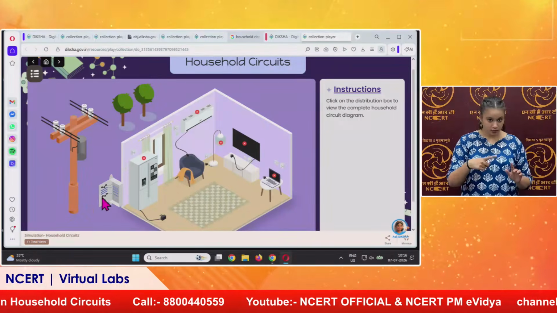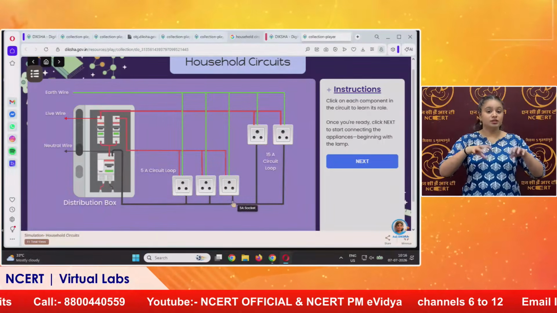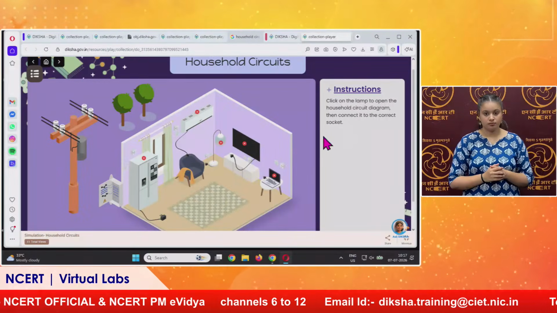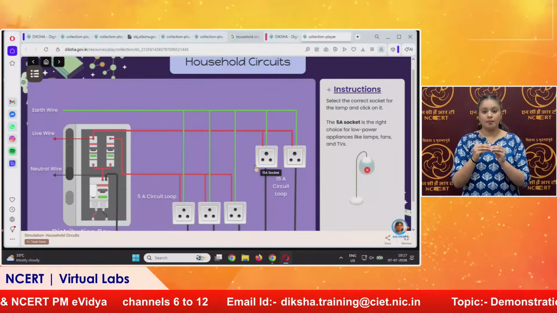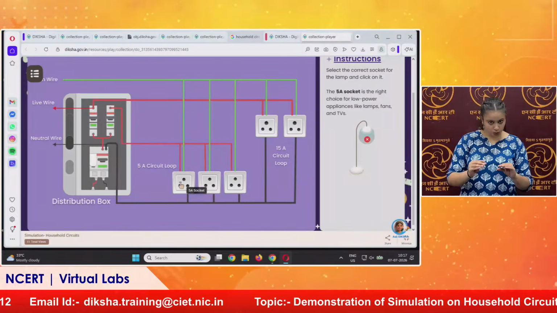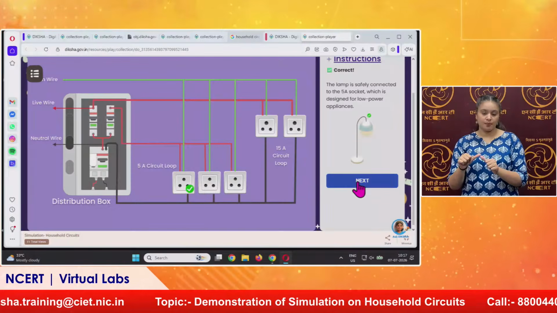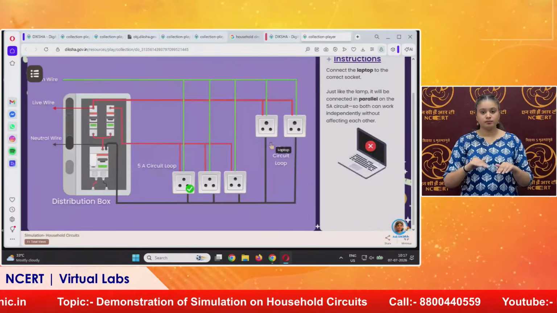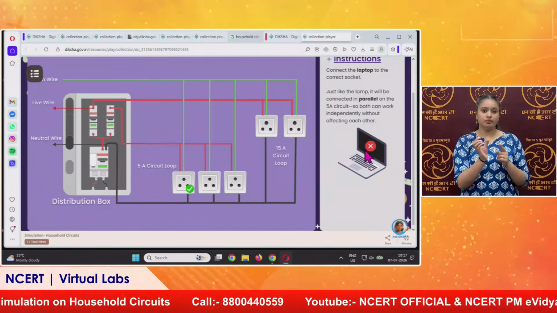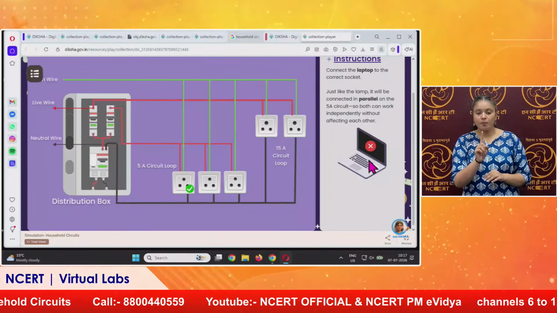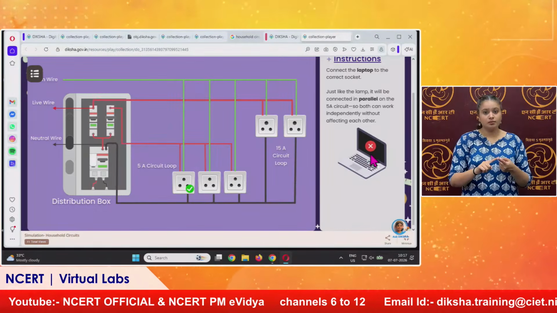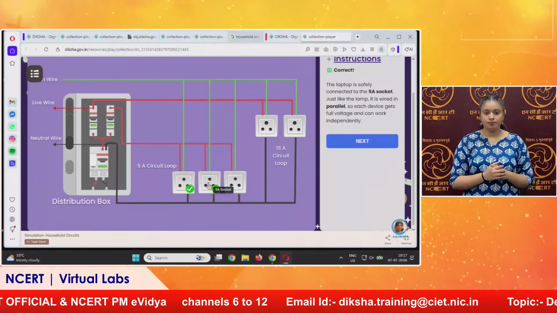So, first we click on the distribution box. They are just saying this is a distribution box, and identify it. Okay. Now click on the lamp first. Where should the lamp be connected? It is a low power appliance. Yes. So, it should be across a 5 ampere circuit. Then the laptop. Low power device? Low power means it does not require high current. They require 220 volts, but the current requirement is only 5 ampere. If you connect it through a 15 ampere circuit, more current will pass through it. So, again the laptop will also be 5 ampere.